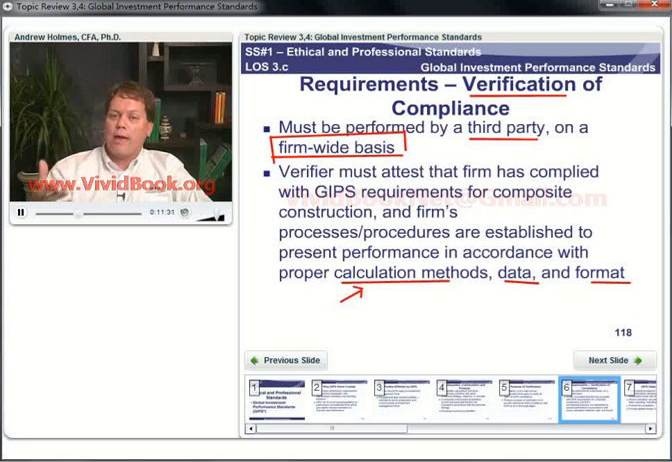There's not a right way and a wrong way, but there are different ways to compute averages and those types of things. So we want to be able to standardize that, and that's what GIPS does. It has specified calculation methodologies, specified data requirements and format requirements that are in fact quite extensive.